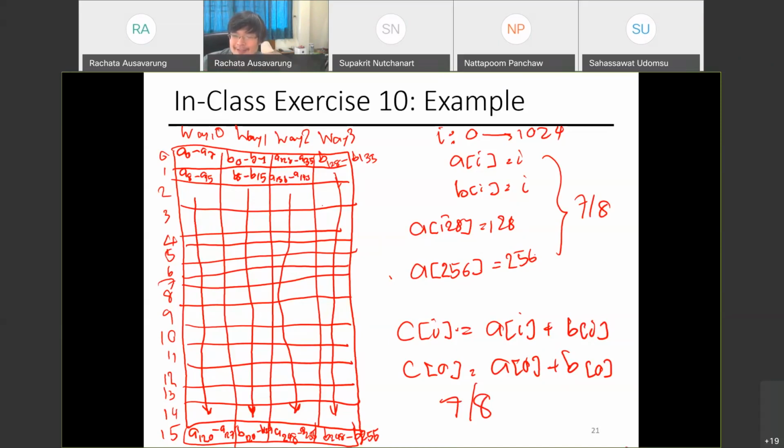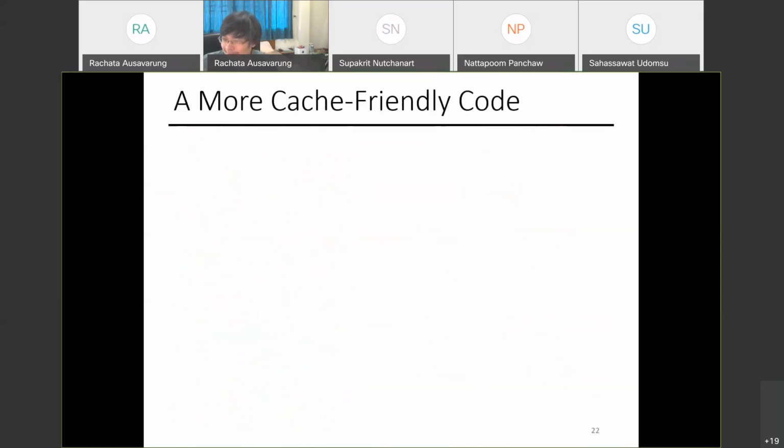So this part has been discussed on Wednesday during office hour. That's great. One thing that I want to make sure you are aware of is you can write the code so that you can get better cache hit rate.